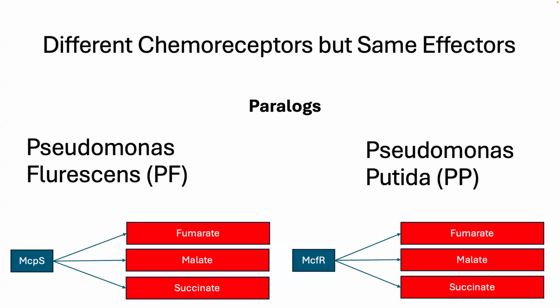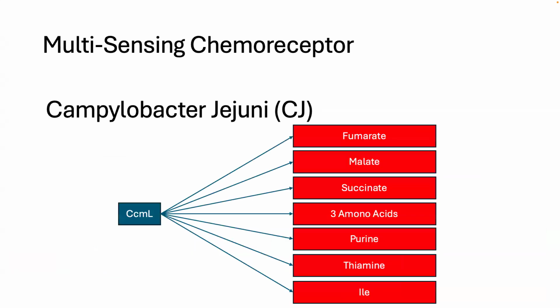Another one we'll look at is the comparison of PF and PP. They're different chemoreceptors, but same effectors, but they still fall into the same paralog group. And so that will be the second one that we'll look at. And finally, we'll look at multi-sensing chemoreceptors. And there are enough of them that I took two slides to put it on.